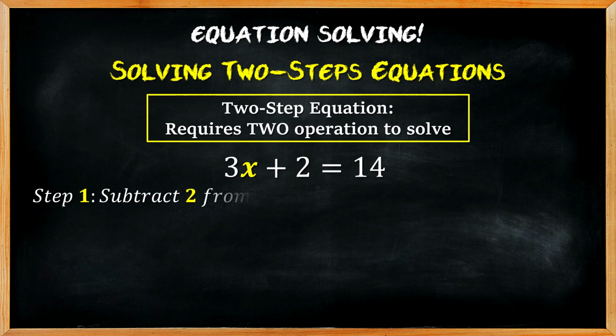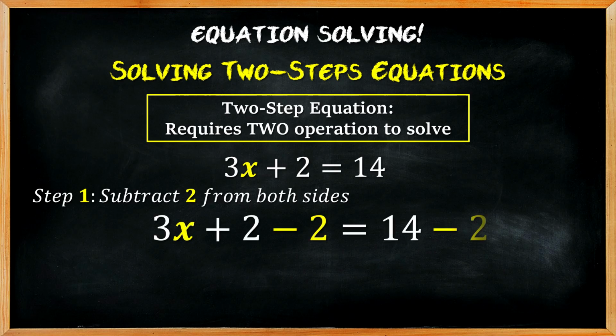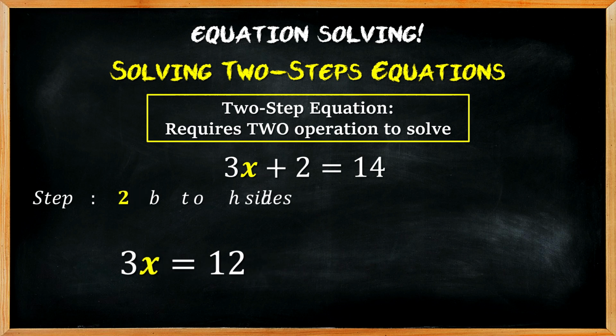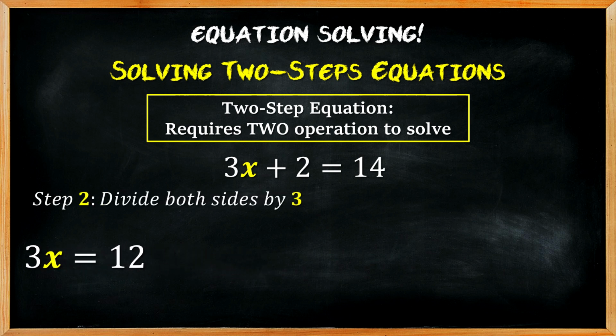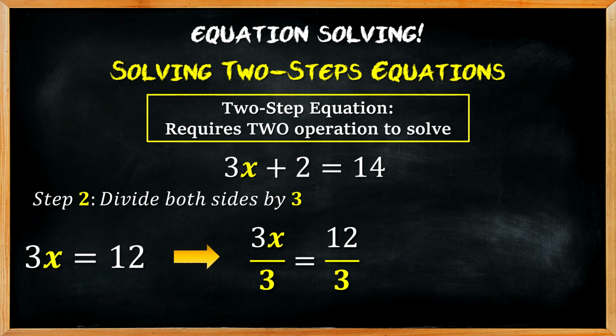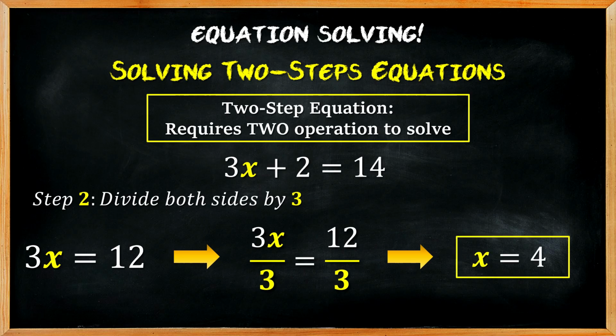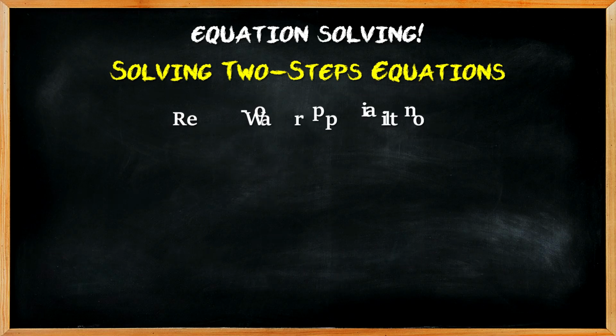Step 1. We need to eliminate the constant term first. Since we have plus 2, we subtract 2 from both sides of the equation to maintain equality. Step 2. Now we need to isolate x by eliminating the coefficient 3. Since x is multiplied by 3, we divide both sides by 3. Two-step equations appear frequently in real-world situations.